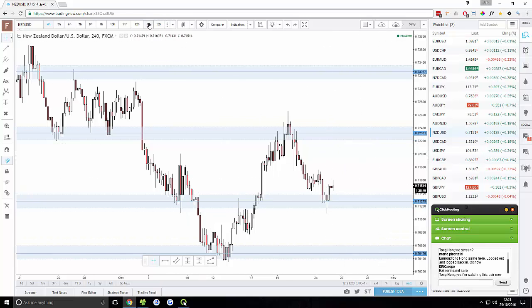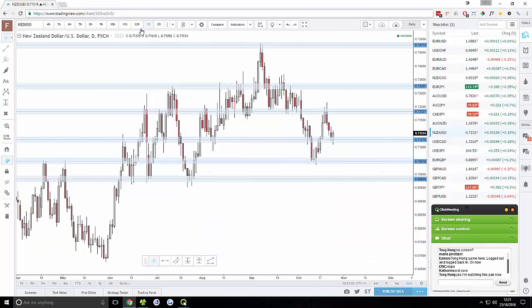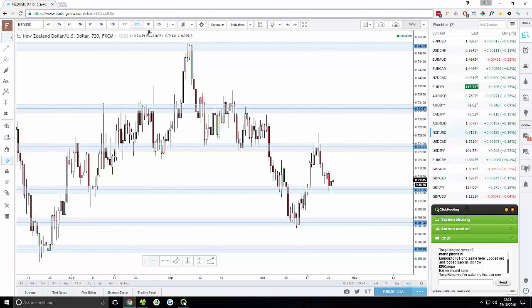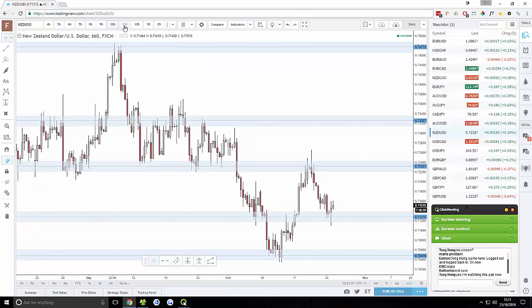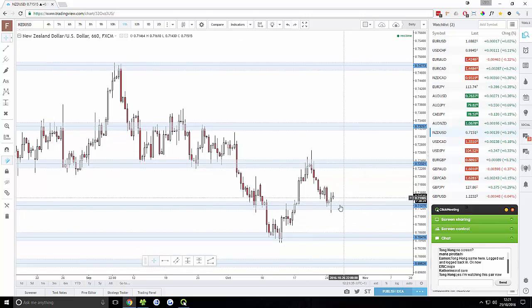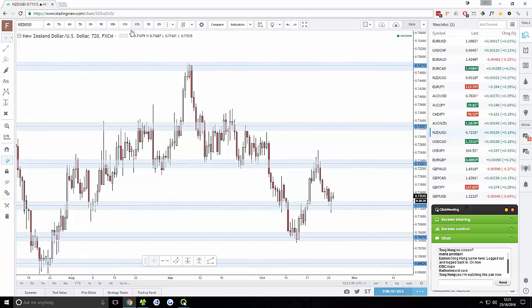New Zealand USD. Some of you guys are going long on this one. I think I saw that on the forum this morning. Like I said, I didn't take a quick look, so I didn't really look much, but I'm pretty sure someone said that they were going long here. I'm not too sure about that trade. That indecision candle was really big.